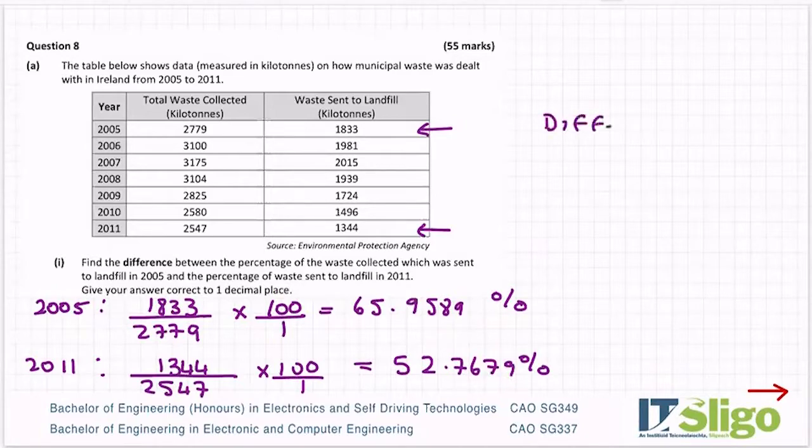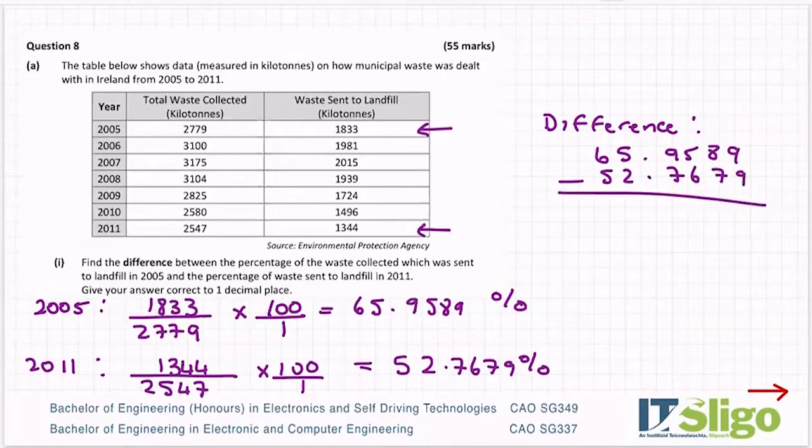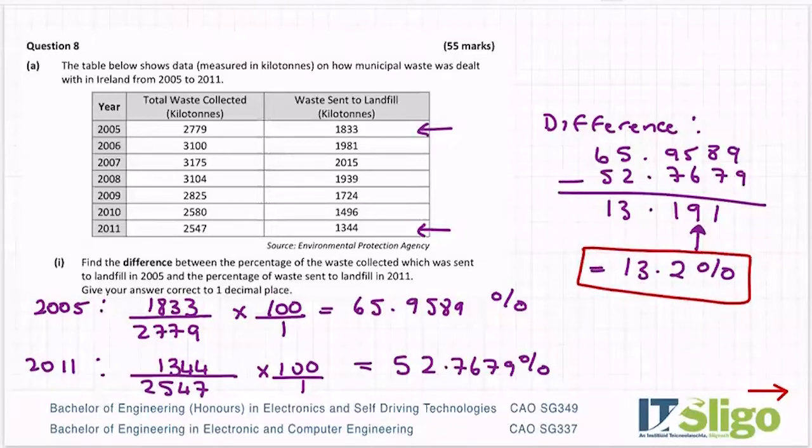So the difference is 65.9589 take away 52.7679. Okay, let me put them into my calculator. 65.9589 minus 52.7679, and I am getting 13.191 for that. Let's round it up. That's going to be 13.2%. Okay, so that is the difference. And I'm putting a box around it so it's easy for my corrector to see.